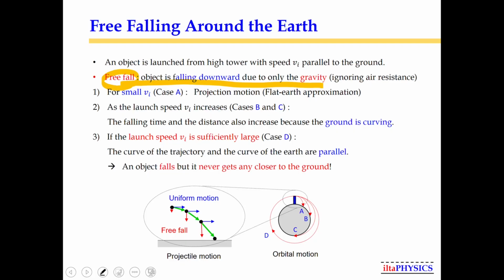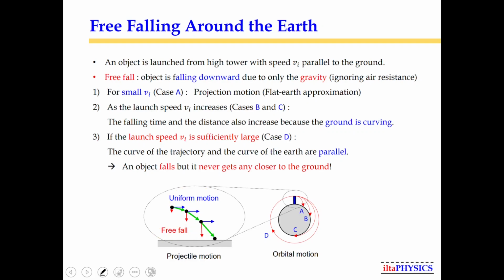If we focus on the vertical motion, we can see that the flying object keeps falling downward due to Earth's gravity. Let's first think about the case where the object's launch speed is small. This corresponds to trajectory A in the diagram. In this case, just like we learned before, the object follows a projectile motion similar to the one shown in the bottom left picture. Since the travel distance of a launched object is relatively small compared to the Earth's circumference, we can apply the flat Earth assumption. Then the object moves at constant speed horizontally, and it accelerates downward because of gravity, resulting in a parabolic path.